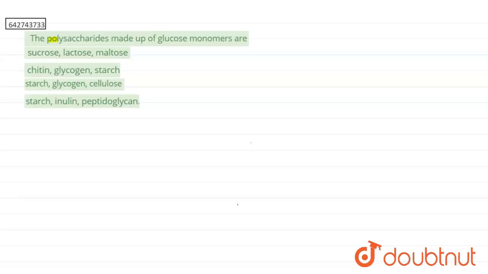Hello everyone, let's start the question. Our question says that the polysaccharides made up of glucose monomers are: option A, sucrose, lactose, maltose; option B, chitin, glycogen, starch; option C, starch, glycogen, cellulose; and option D, starch, inulin, and peptidoglycan.